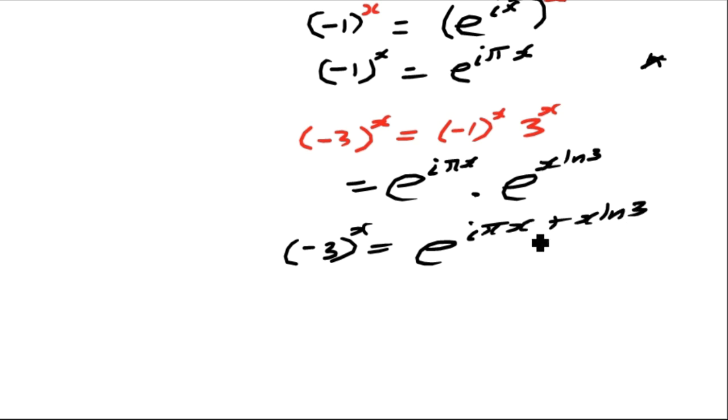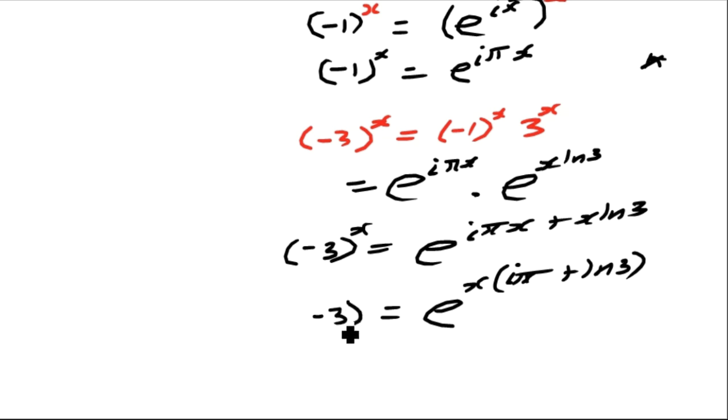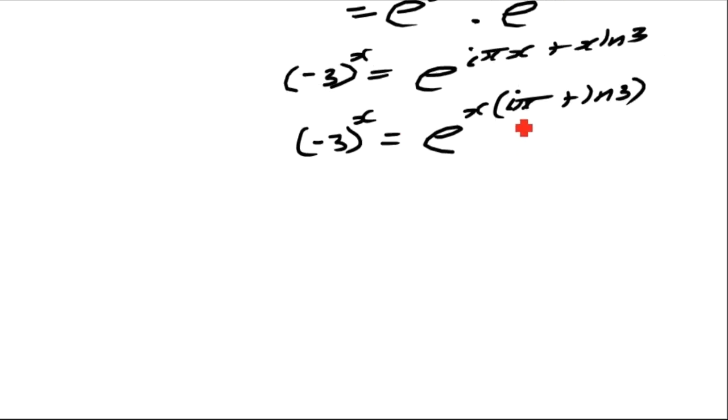Now here, x is a common factor. We can factorize out the common factor. That will be equal to exponential x into i pi plus ln of 3. So we've now found negative 3 raised to power x to be exponential x into i pi plus ln of 3. Now this i pi plus ln of 3 is a constant.